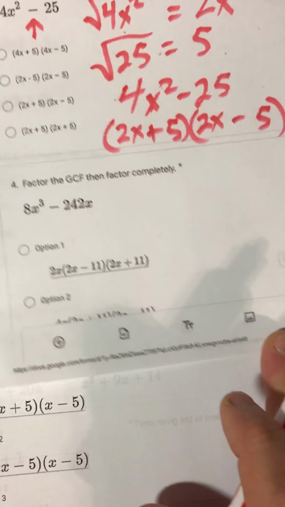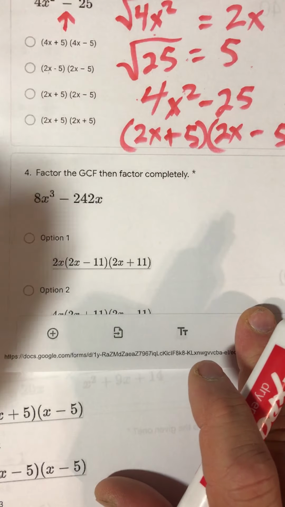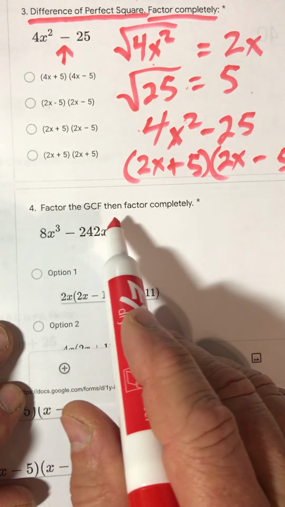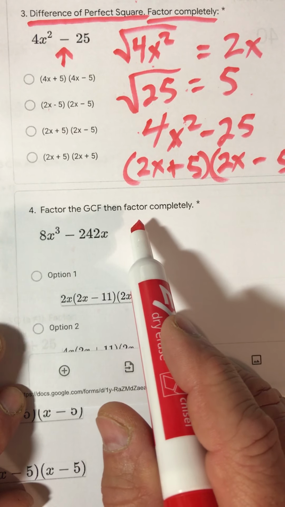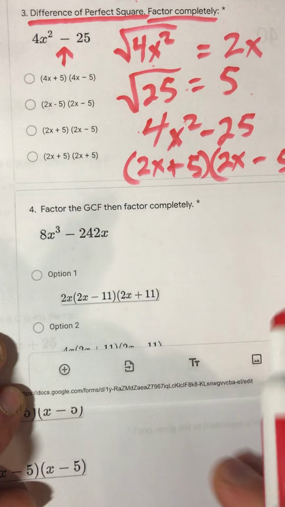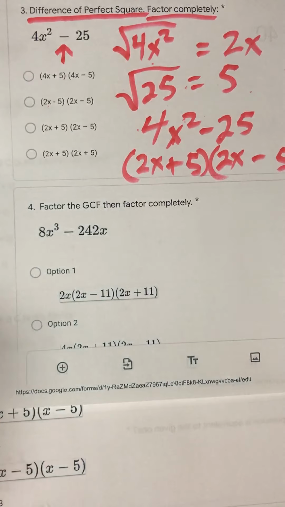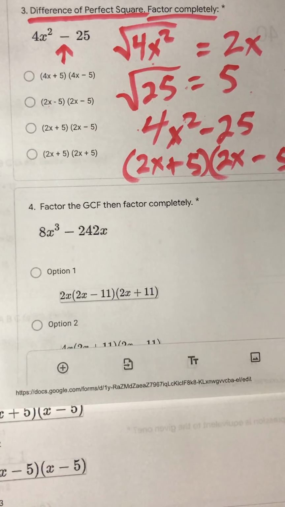Number 4. Okay, factor the GCF and then factor completely. All right, like I showed you on number 2 just a second ago. We're going to factor out the GCF, and then we're going to completely factor.